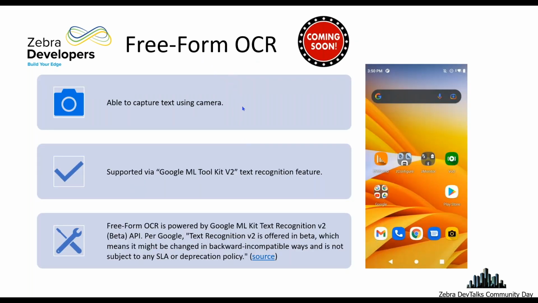So Freeform OCR is mainly supported via Google ML Kit, and Google ML Kit's text recognition version 2 is in beta, but we will be supporting Freeform OCR through this. So there is a chance that this functionality might change. Backward compatibility may change as and when this text recognition version evolves. So let's see a small video.